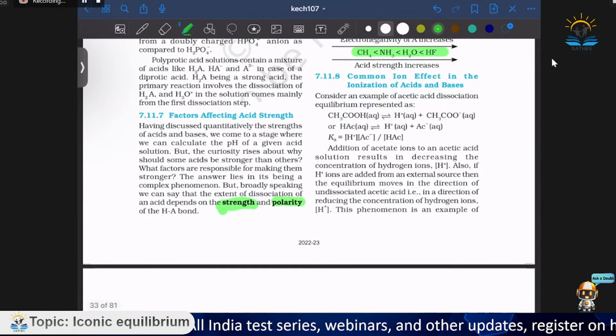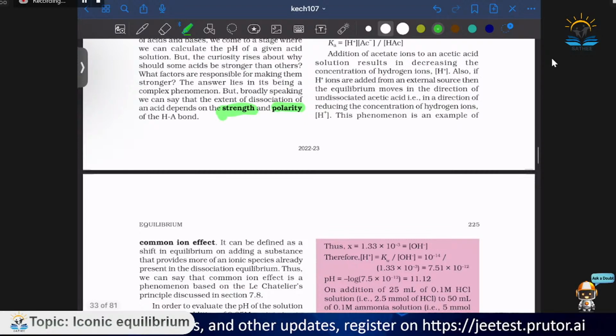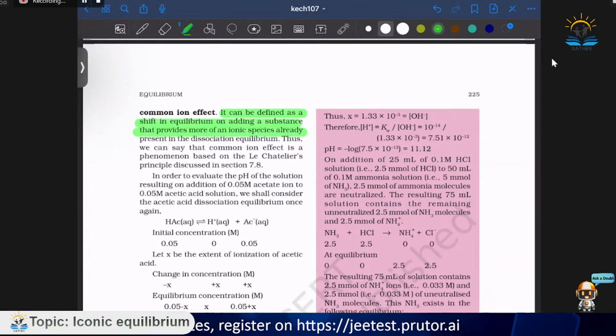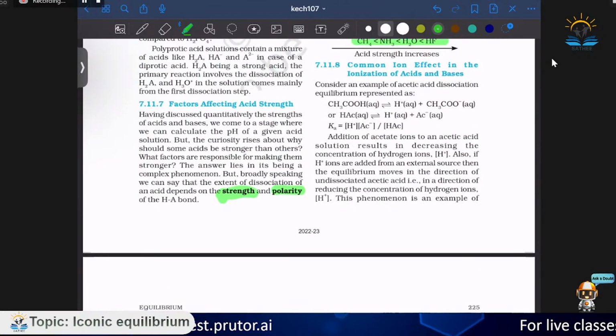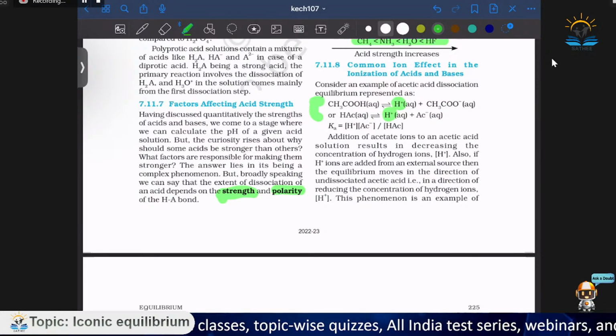Common ion effect. What does common ion effect mean? It can be defined as the shift in equilibrium on adding a substance that provides more of an ionic species already present in the dissociation equilibrium. So it is based on Le Chatelier. See what is happening if there is a common ion present in the solution. Suppose these two are existing in equilibrium in the same solution. The common ion is there. Then addition of acetate ions to the acetic acid results in decreasing the concentration of hydrogen ions. And if H plus ions are added from an external source, then also it moves backward.